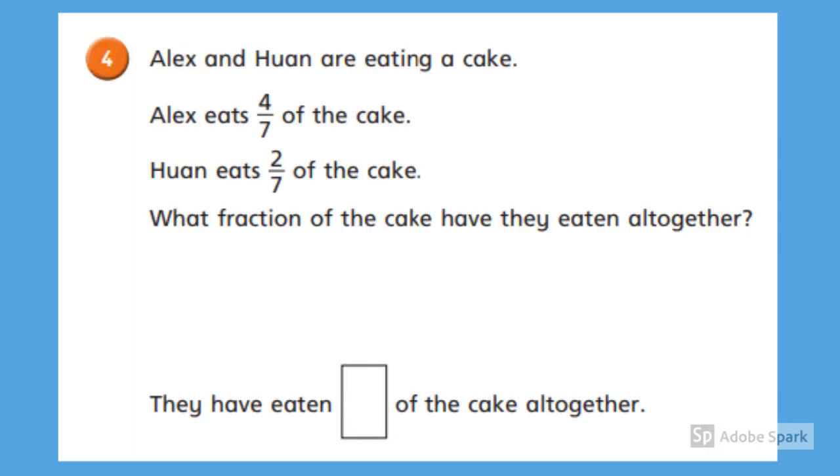Question number 4. Alex and Huan are eating a cake. Alex eats 4/7 of the cake and Huan eats 2/7 of the cake. What fraction of the cake have they eaten all together? Remember, you can use bar modelling to help you.